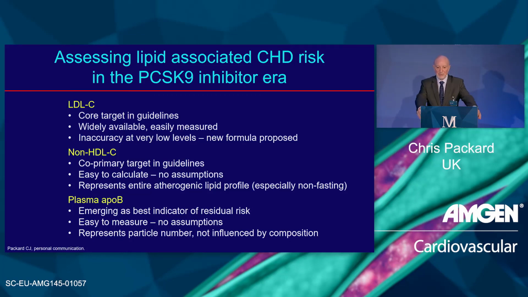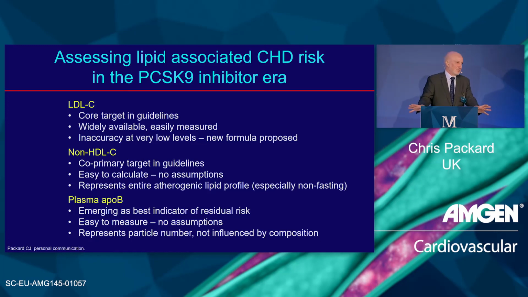So I'll conclude with the following. LDL is something that we're used to. It's widely available, it's easily measured, but it is inherently inaccurate when you get it back from the lab at levels below 70 milligrams per deciliter. There is a new formula that is out there, and we should be encouraging laboratories to use it to give you a better number for LDL. Non-HDL is a superior marker of total atherogenic lipoproteins, and it's easily derived, total minus HDL.